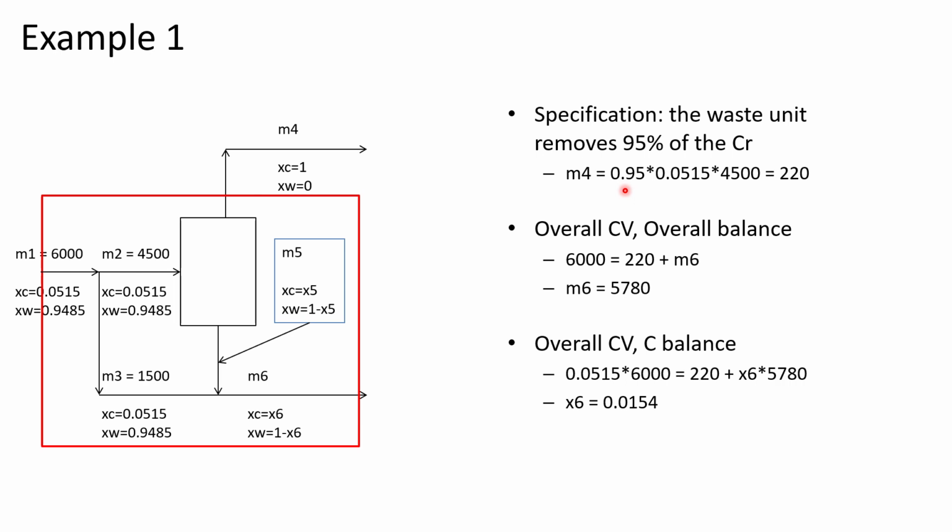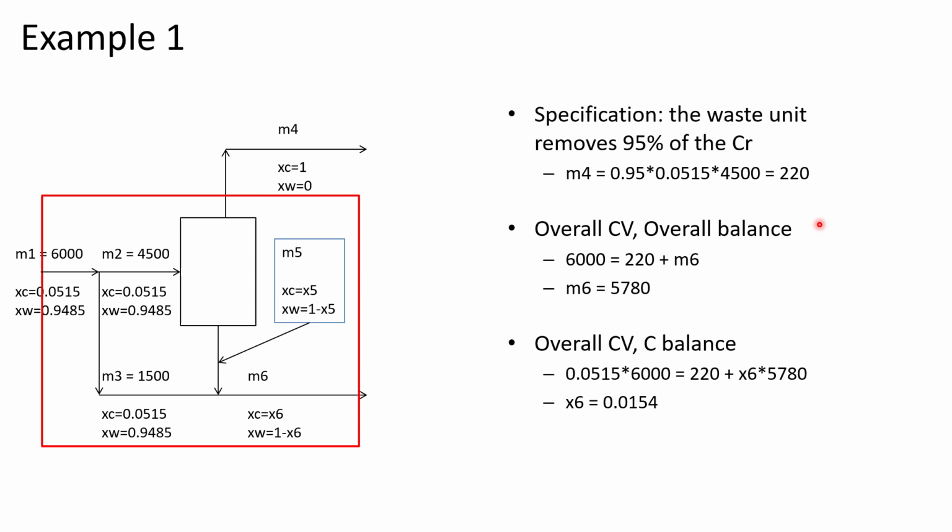If we multiply that product by 0.95, that gives us 95% of it. The value is 220 kilograms per hour. That's going to be equal to the flow rate of stream M4, because we're told the waste treatment unit removes 95% of the chromium that enters into the waste treatment unit.